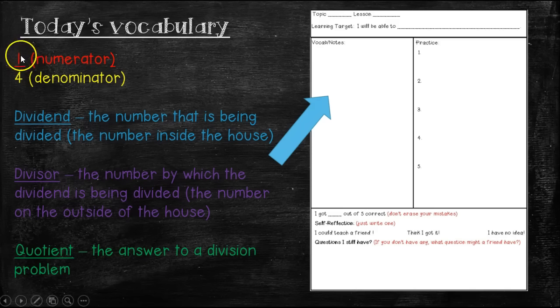So here in the number 1/4, the 1 is our numerator and the 4 is our denominator. I've told you an easy way to remember that is that the denominator is down, d. Dividend, the number that is being divided, that's the number inside the house. Divisor, that's the number by which the dividend is being divided, that's the number on the outside of the house. And quotient, well, that's the answer to a division problem.